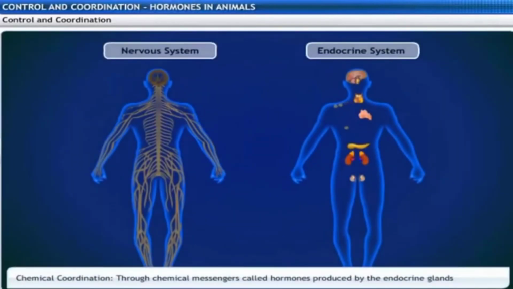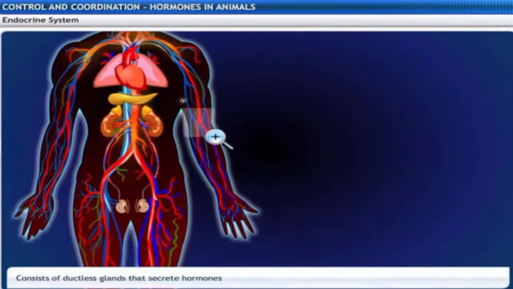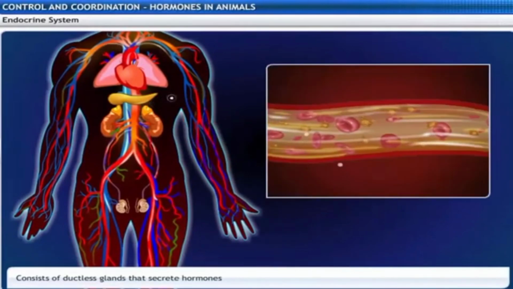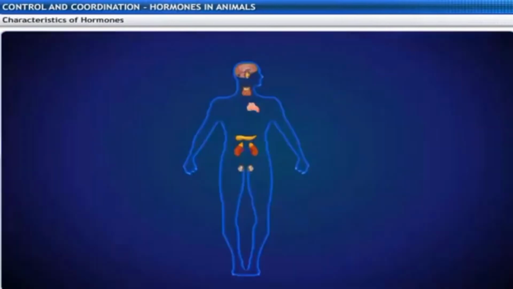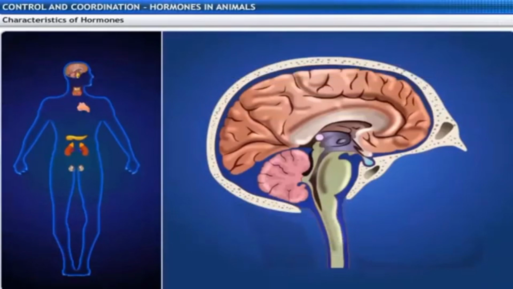The nervous system and the endocrine system are similar too. Both systems involve chemical substances. The nervous system releases neurotransmitters, while the endocrine system secretes hormones. The endocrine system consists of glands called ductless glands because they empty their secretions directly into the blood. Hormones play a crucial role in the control and coordination of the body.